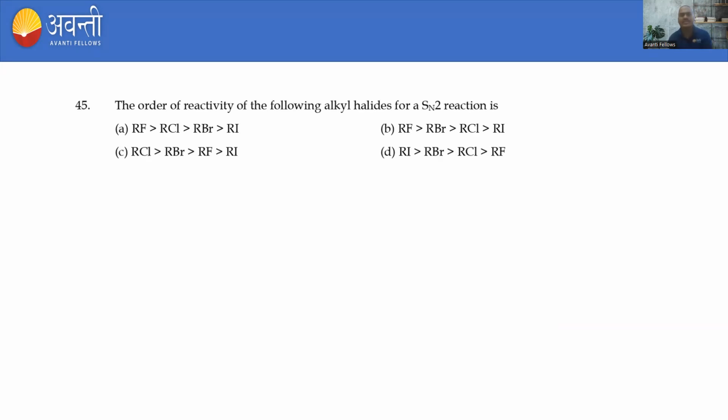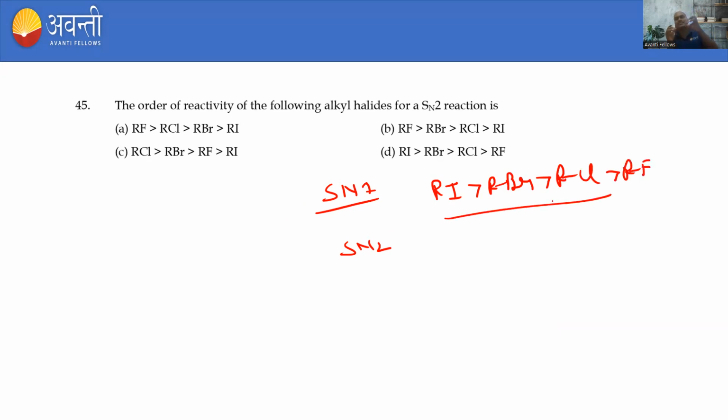That is the order of reactivity of the following alkyl halide for the SN2 reaction. So whether you are talking about SN1 or SN2, the alkyl halide reactivity is always RI, then RBr, then RCl, and then RF. This is for SN1 and SN2 both, because as the size of the halide is more, they easily break, right? So the correct one is this one.